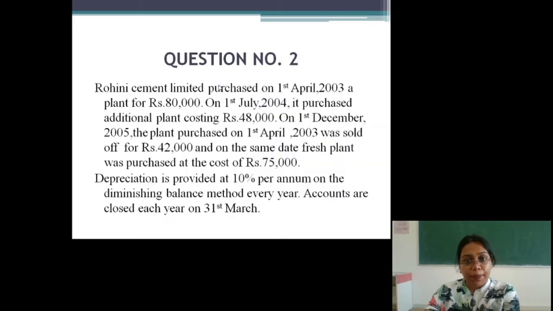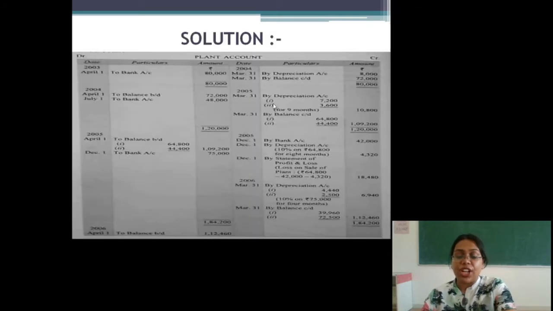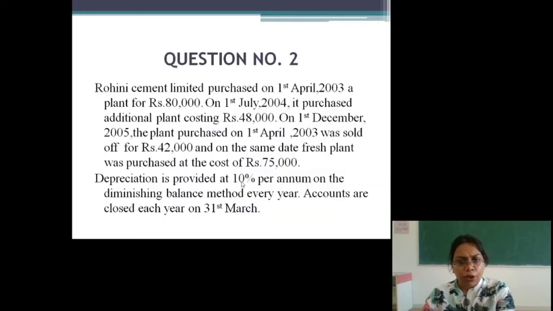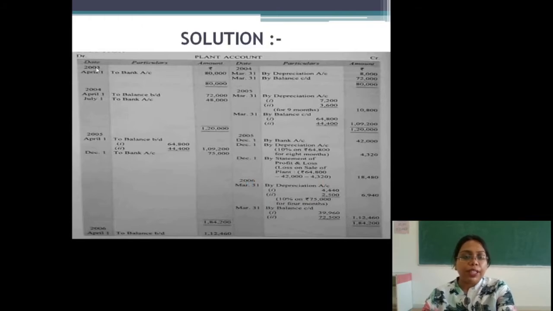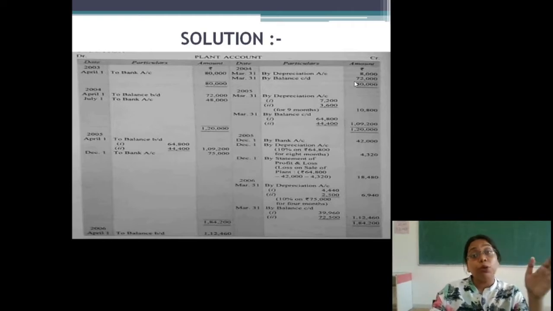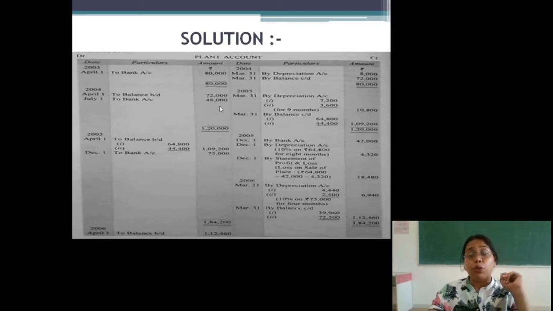Now we will charge depreciation after 12 months. We have to charge depreciation at 10% per annum. So after 1 year, that is March 31st 2004, the depreciation charge will be 10% of 80,000, that is 8,000. 80,000 minus 8,000, the balance will be 72,000. This balance will be brought down to the same year but April 1st. So on April 1st 2004, the balance brought down will be 72,000.